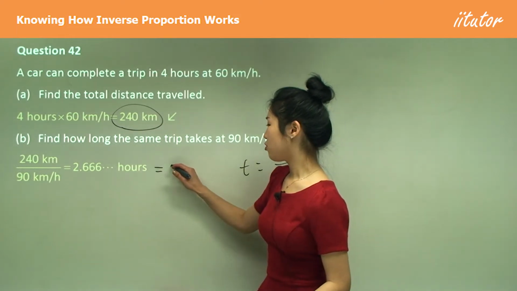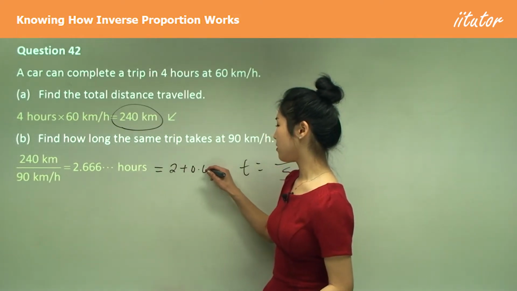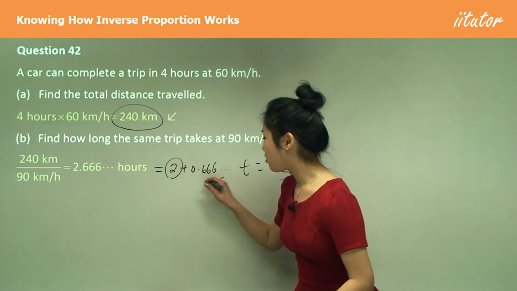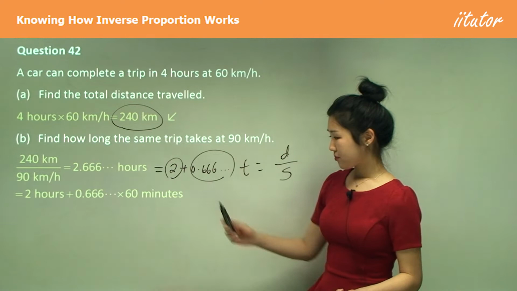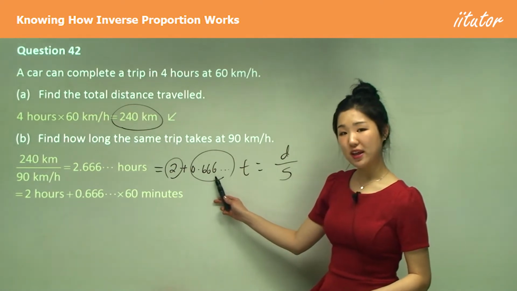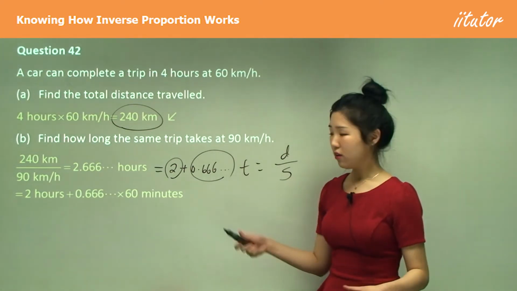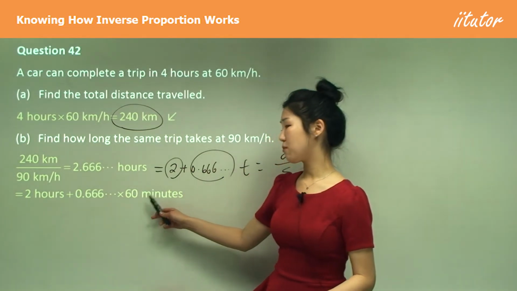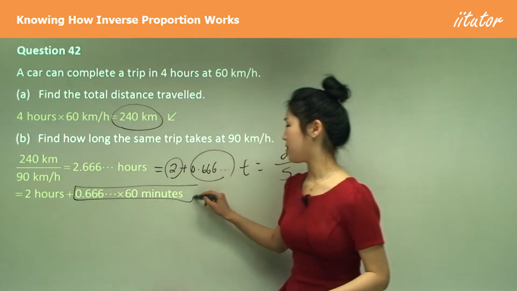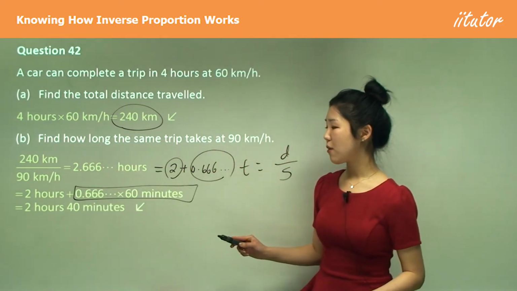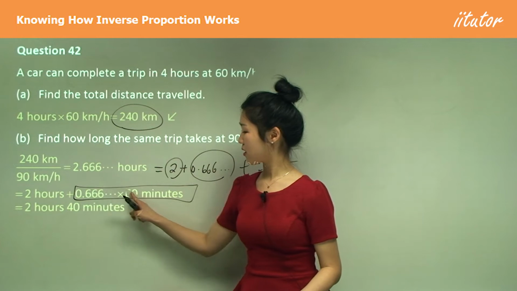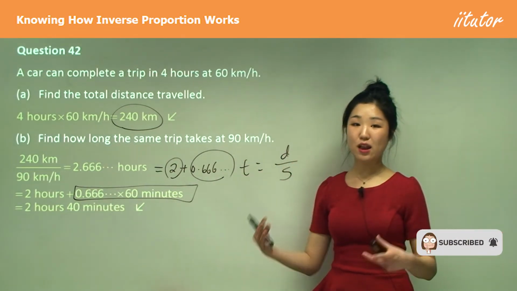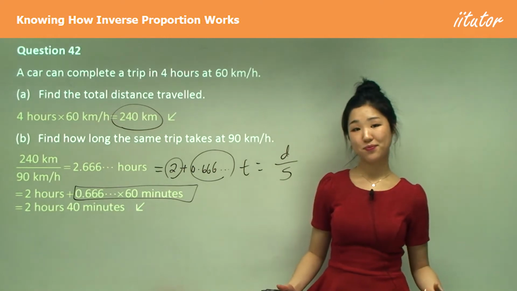2.666 is 2 plus 0.666. So it's 2 hours and 0.666 of an hour. Because I don't want so many decimals, I'm going to change 0.666 to minutes by multiplying by 60, because I know that there are 60 minutes in an hour. So it's going to be 2 hours and 40 minutes. Calculate this, guys, you should get 40. Basically, I just want to convert it to hours and minutes, just to be more specific.